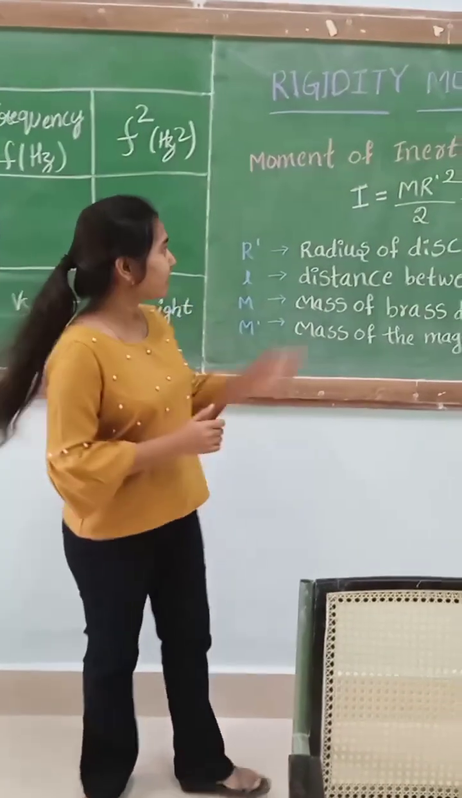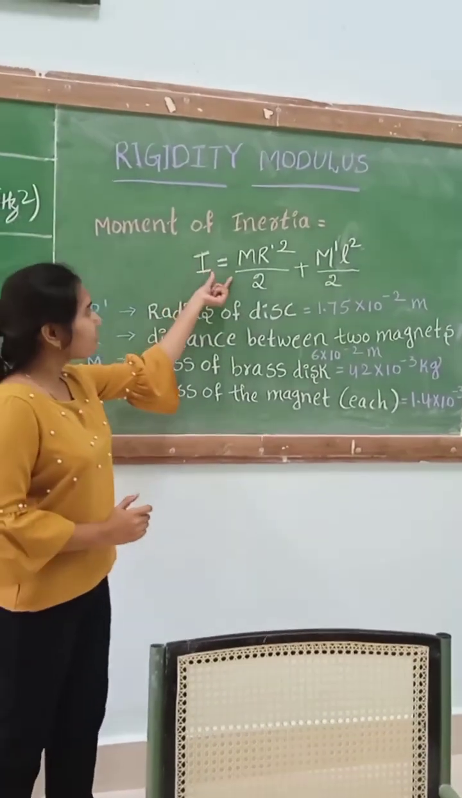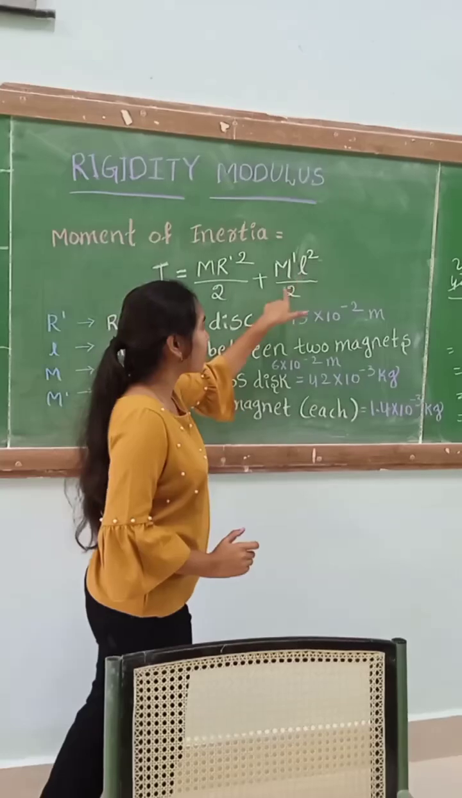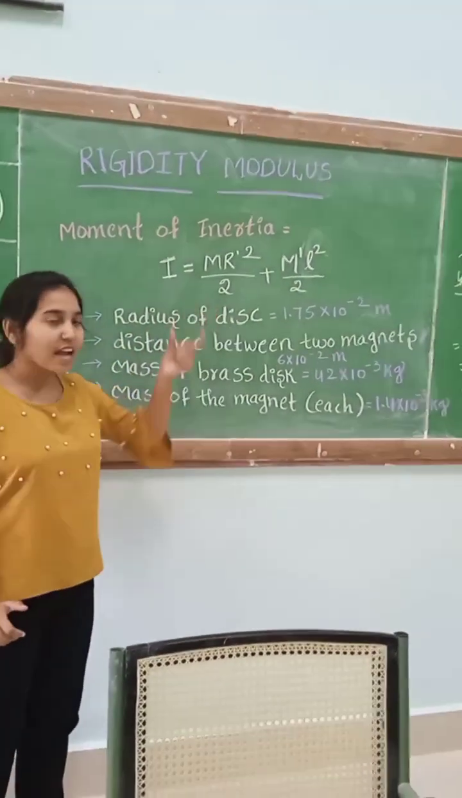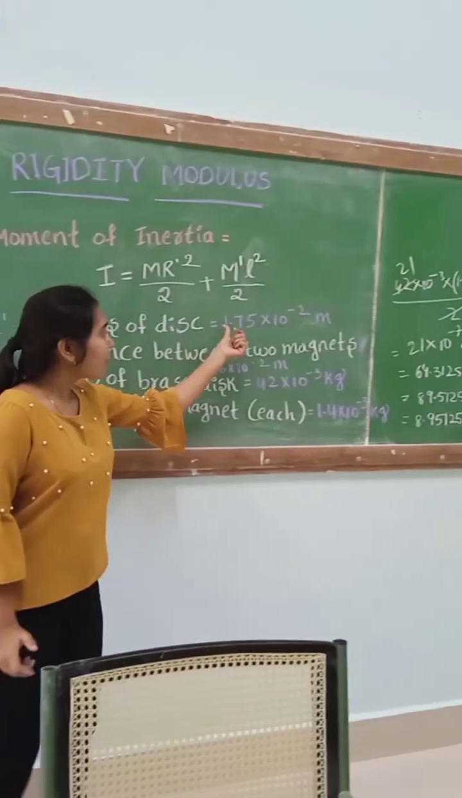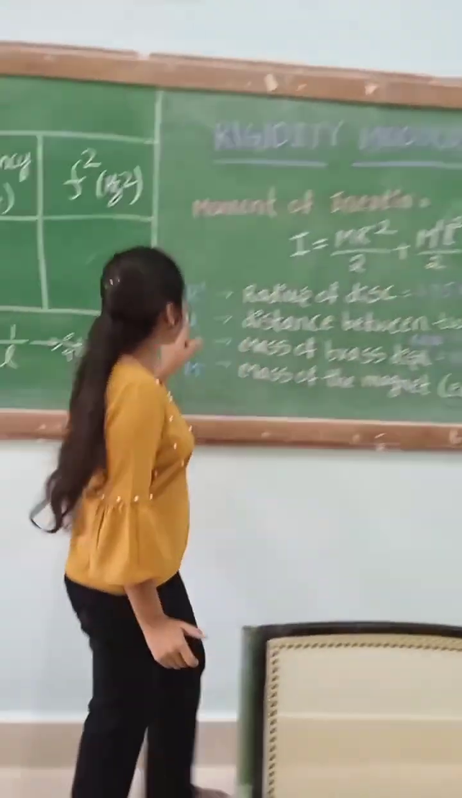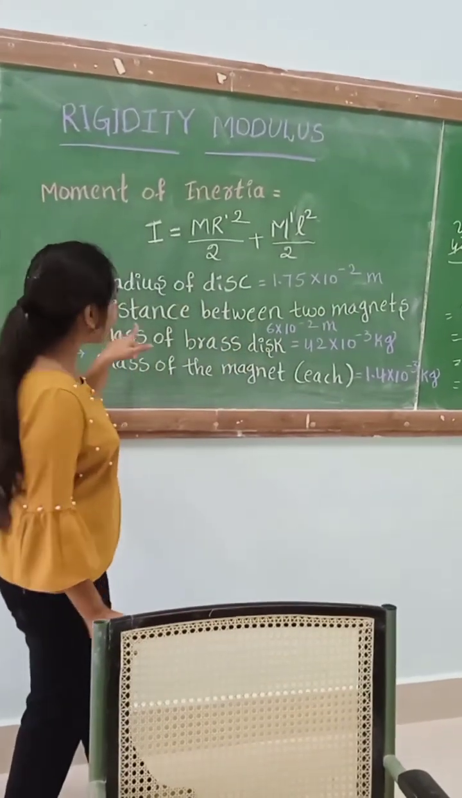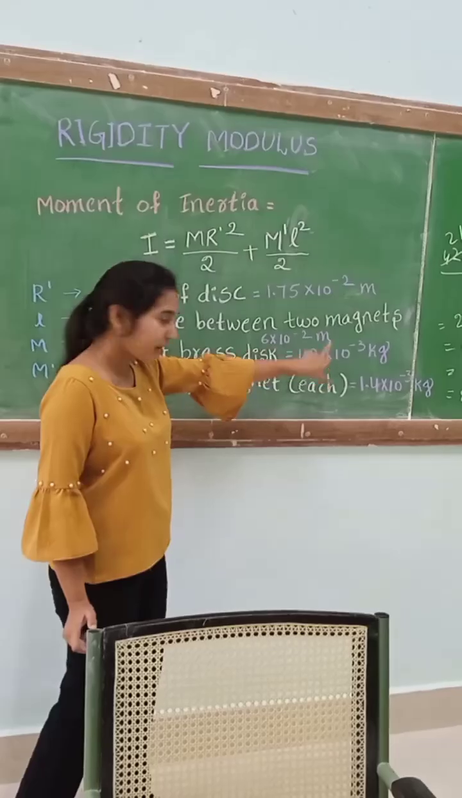Let's find the moment of inertia. The formula of the moment of inertia is I equals mr'^2/2 plus m'L^2/2. r' is the radius of the disc. The value of the radius of disc is 1.75 x 10^-2 meters. And L is the distance between two magnets. The value of the distance between two magnets is 6 x 10^-2 meters.